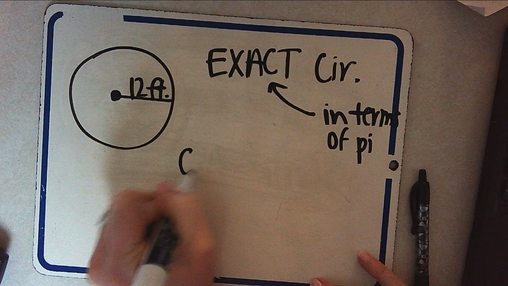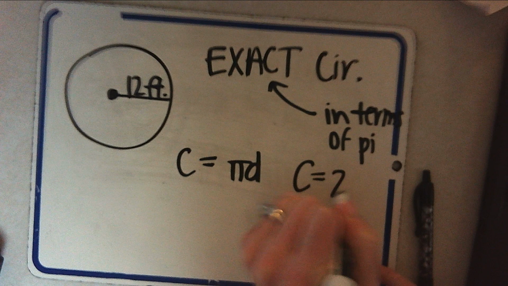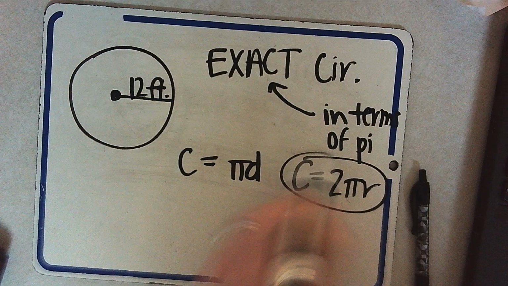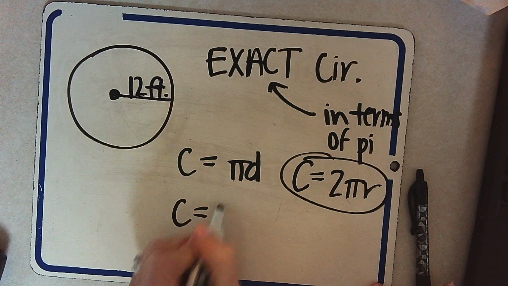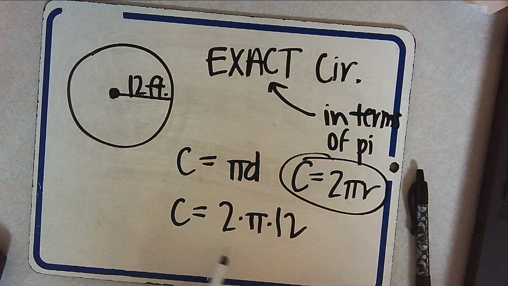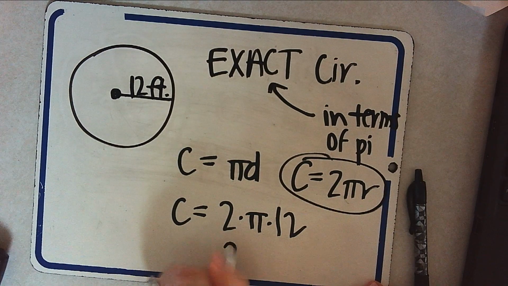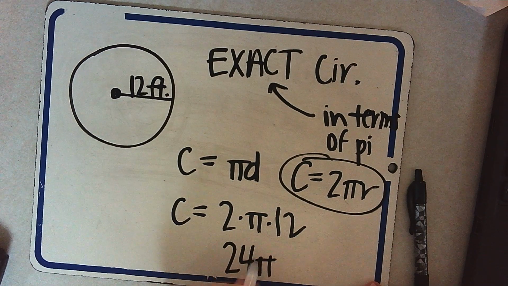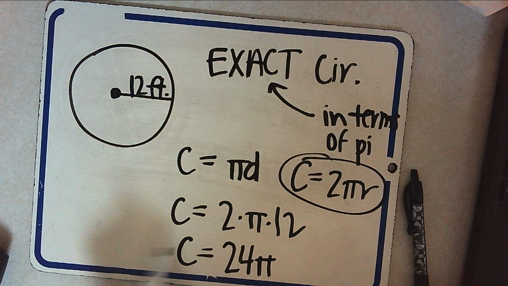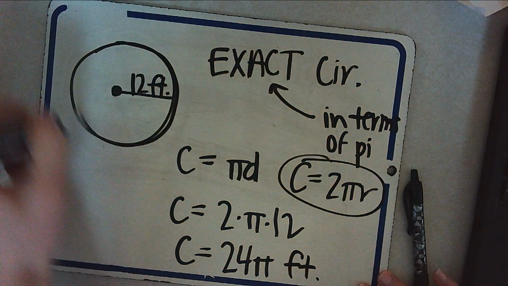And so circumference, remember we had two different formulas. We had pi times d, or we had 2 pi r. In this case, they're giving us the radius. So I'm going to choose this formula and say that circumference equals 2 times pi times 12. The commutative property of multiplication says I can multiply in any order, so 2 times 12 is 24, and then 24 times pi is 24 pi. The exact means they want it in terms of pi, so my circumference is 24 pi feet. That is the distance around the circle.